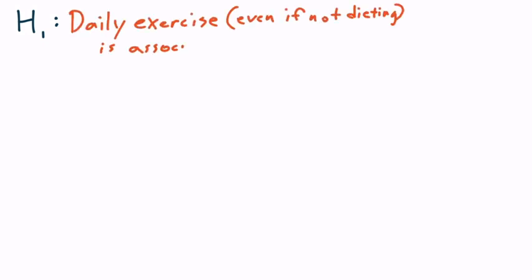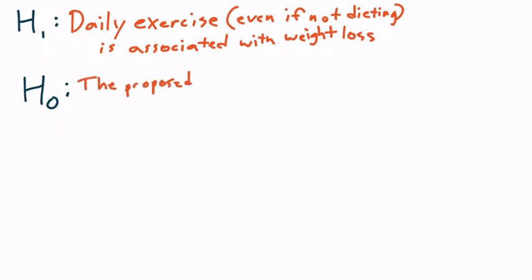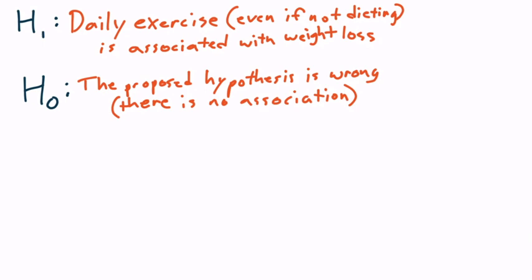Recall that the alternative hypothesis, H1, is the hypothesis we are presenting in the study. And in this case, the alternative hypothesis is that daily exercise, even if not dieting, is associated with weight loss. Whereas the null hypothesis, H subscript 0, by default claims that the hypothesis we are studying is wrong. In this example, the group concludes that there is an association. Therefore, they accepted H1, the alternative hypothesis. So that answers the first part of the question.